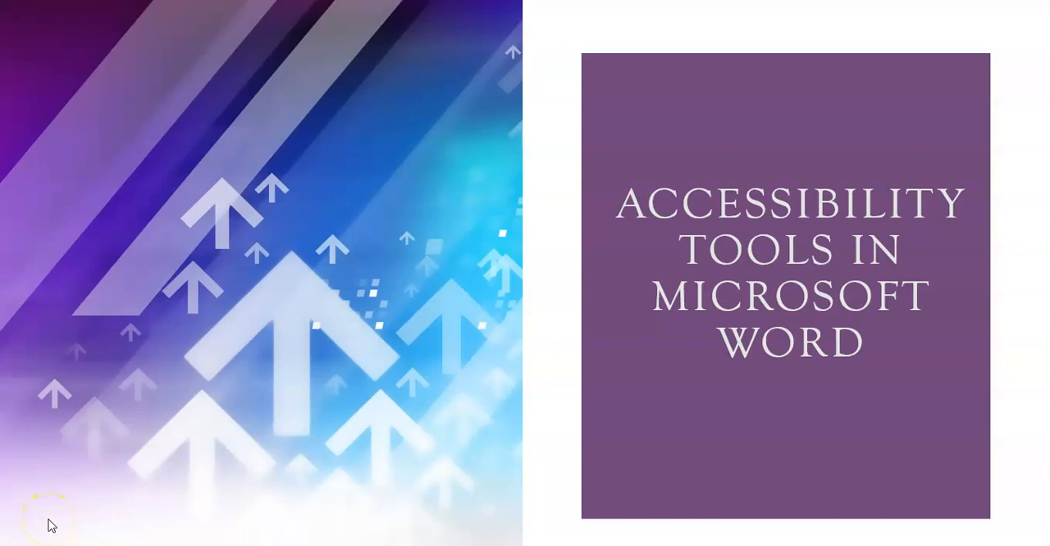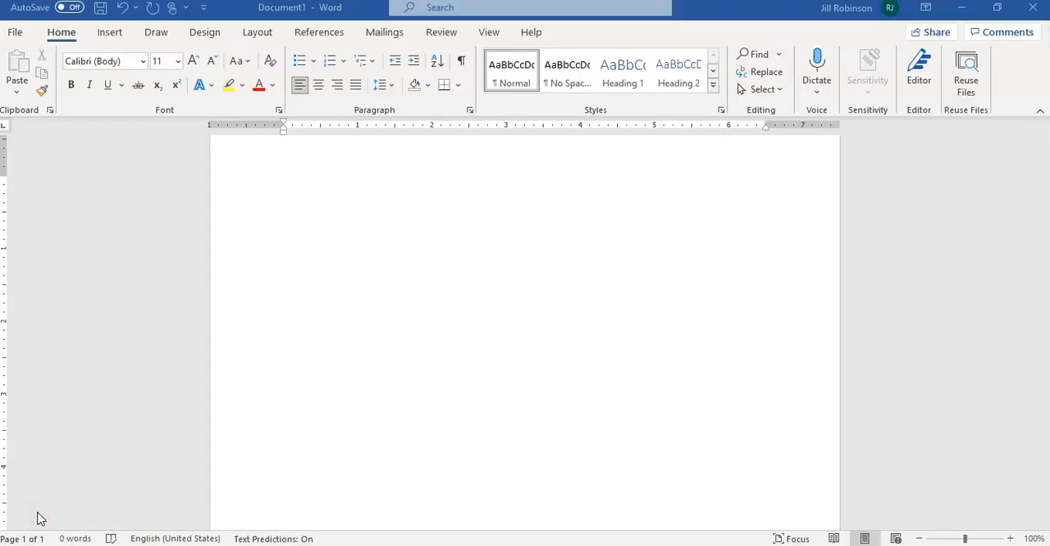In this video, we're going to take a look at some of the accessibility tools in Microsoft Word, such as the Immersive Reader and the Dictation tool. Currently, you are looking at a Microsoft Word document, the full desktop application. This is Word 2016. So the accessibility tools are available in both the desktop application, which you're looking at now, as well as the online version of Word through Office 365, which we're going to look at a little bit later.